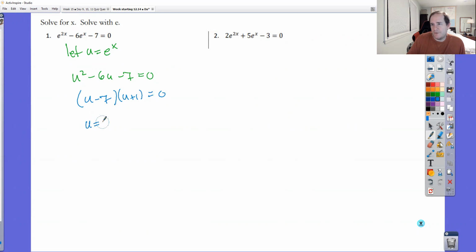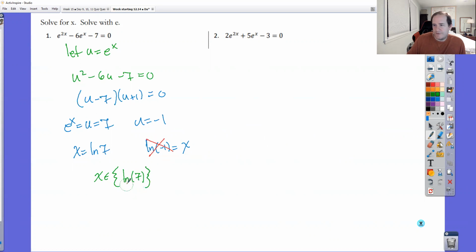So again, if u is equal to 7, and if u is equal to negative 1, but if u is equal to e to the x, then you just take the ln. So again, you get the ln of 7. Over here, however, you get the ln of negative 1 as your x value, which again, you can't do the log of a negative, so that's extraneous, which means your one and only solution is x is an element of the natural log of 7. And 7 being prime, there's certainly no other way really that I could express this, or is there? Is there?